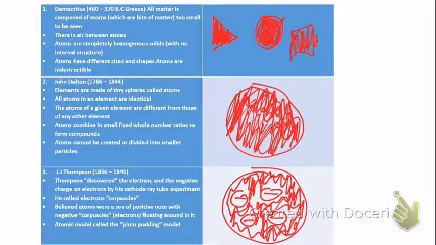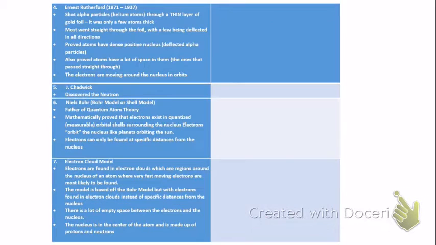But what's significant about the plum pudding model is now, for the first time, we're saying that the atom can be divided into smaller particles, known as subatomic particles, namely electrons. Eventually, the proton and the neutron will also be discovered. All right, so let's continue our journey. And now we're going to go to Ernest Rutherford.